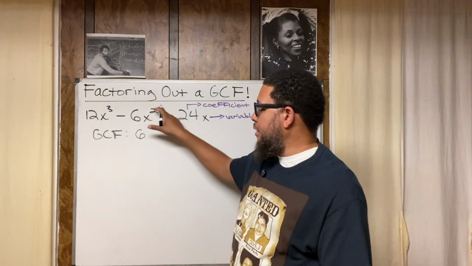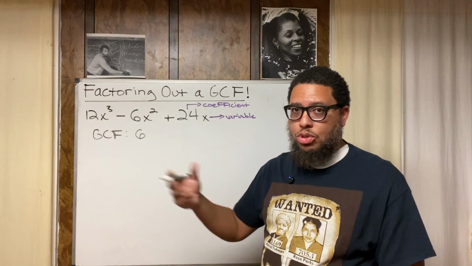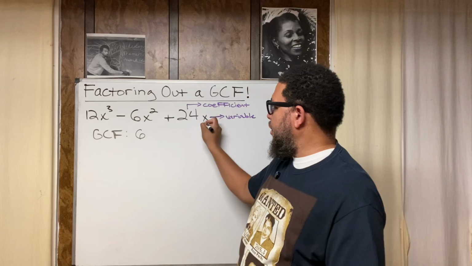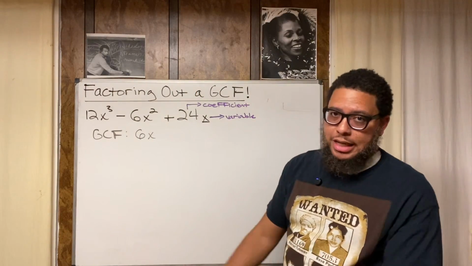That's a 3, that's a 2, that's an invisible 1. So you know that 1 is less than 2 and 3. So therefore, you're going to keep this. This is part of the GCF. Boom. So that's your GCF, 6x.